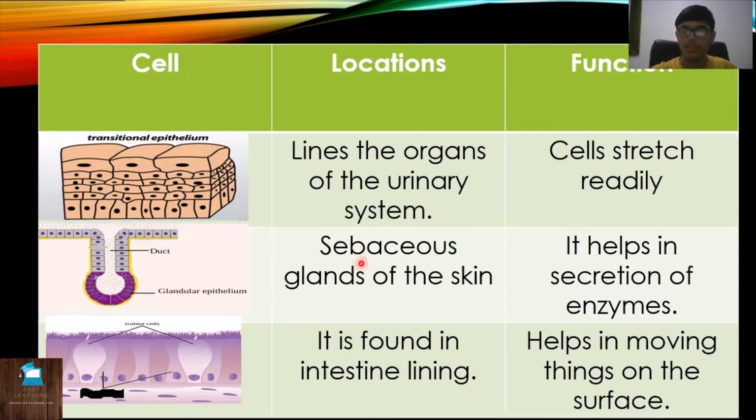The next is glandular epithelium. It is the sebaceous gland of the skin. It's found in skin for secretion of sweat, you can say sweat gland. And then it's just supporting it. You can see here the secretion of enzymes and all. The next is ciliated. It's same as pseudostratified, and it's found in intestine linings. It helps in moving things from the surface.